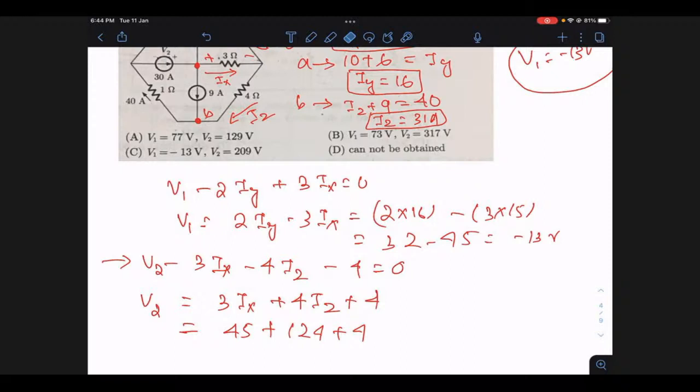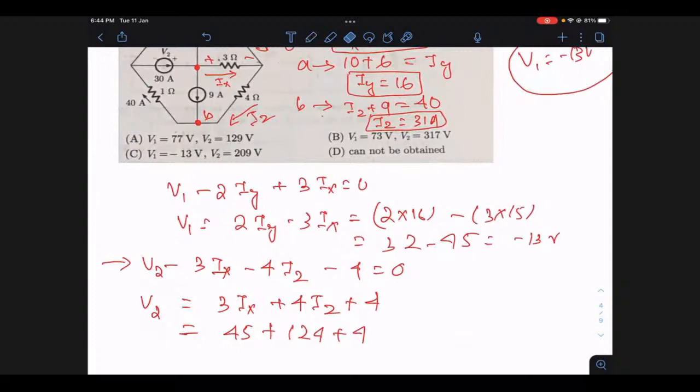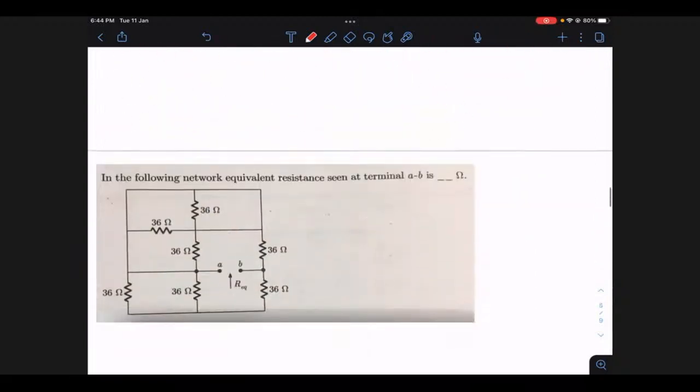45. Yeah, I'm making a mistake. What is the mistake? This is not 4, this is 40. So it is 85 plus 124, and that answer comes to 209 volts. So it is option C. C is the right answer for this question.